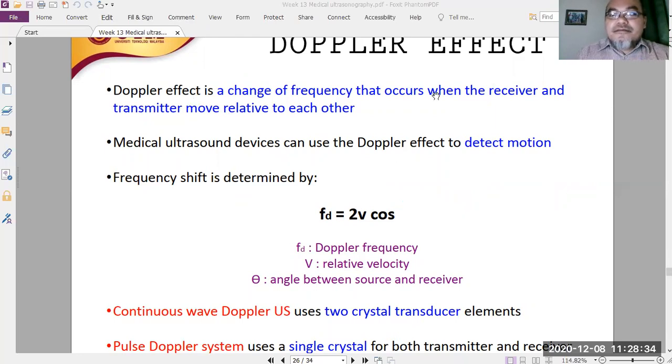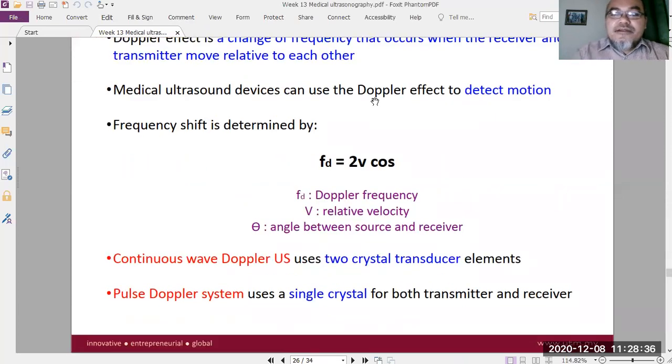Okay. So in continuous wave Doppler, the ultrasound will use two different crystal transducer elements. In a pulse Doppler system, it uses a single crystal for both transmitter and receiver.